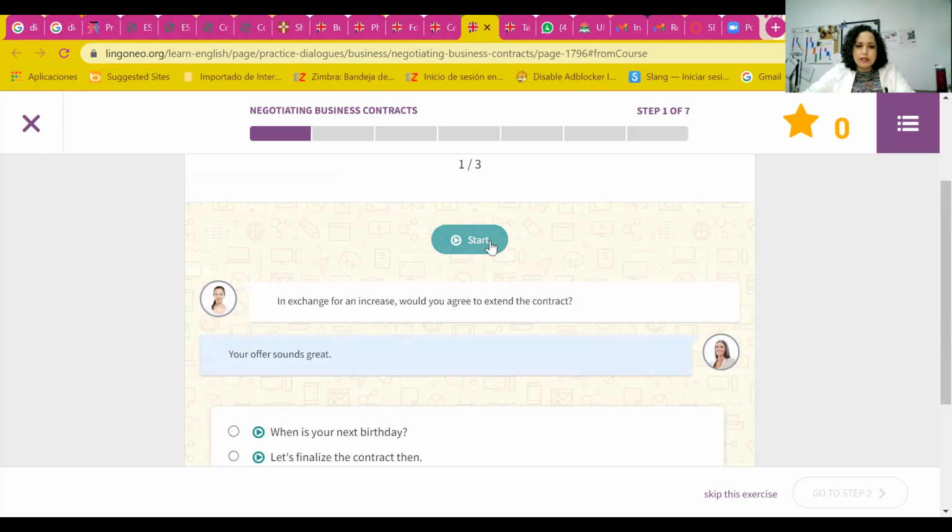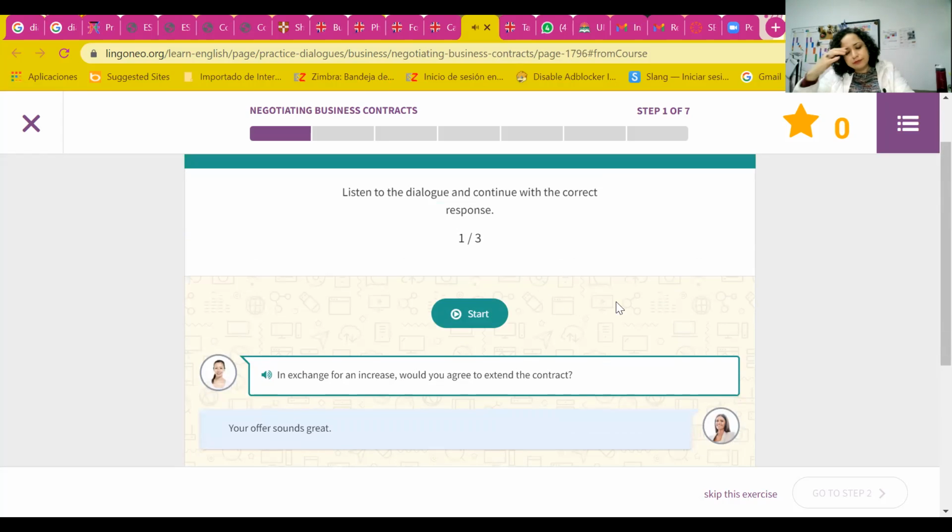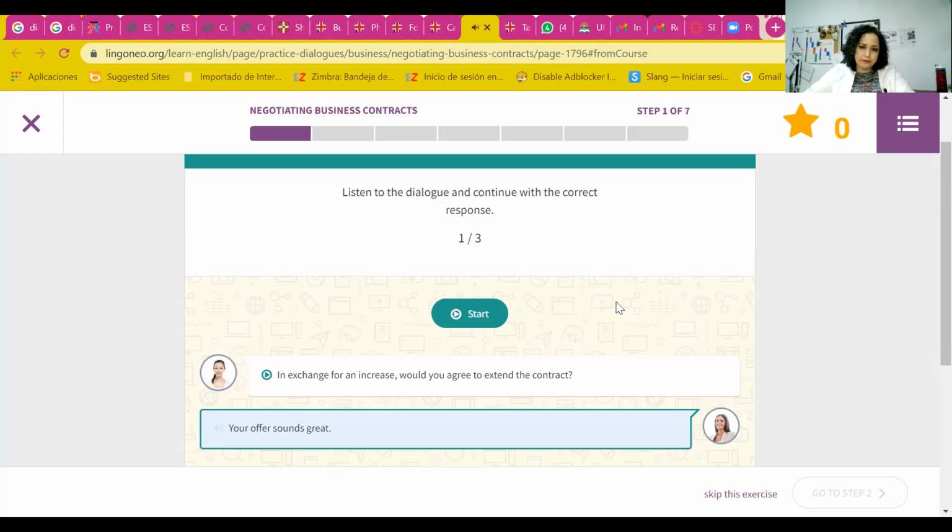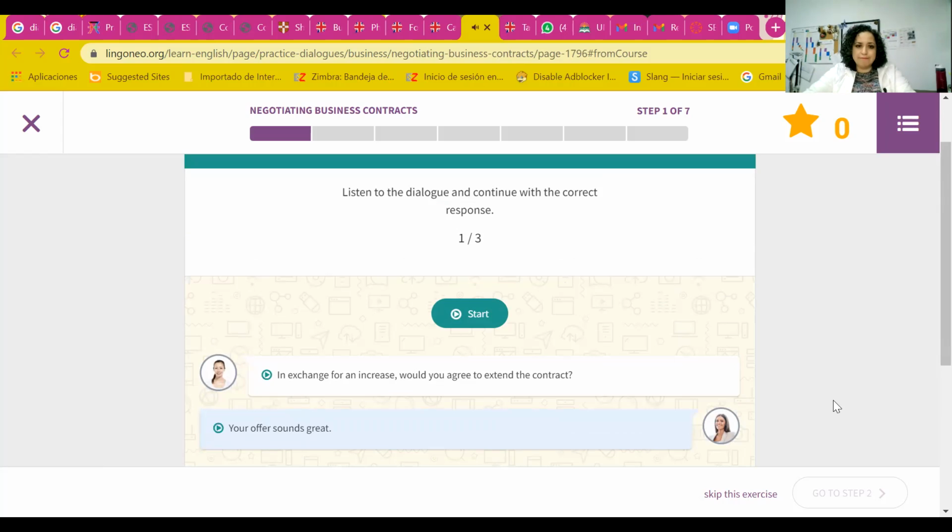In exchange for an increase, would you agree to extend the contract? Your offer sounds great.